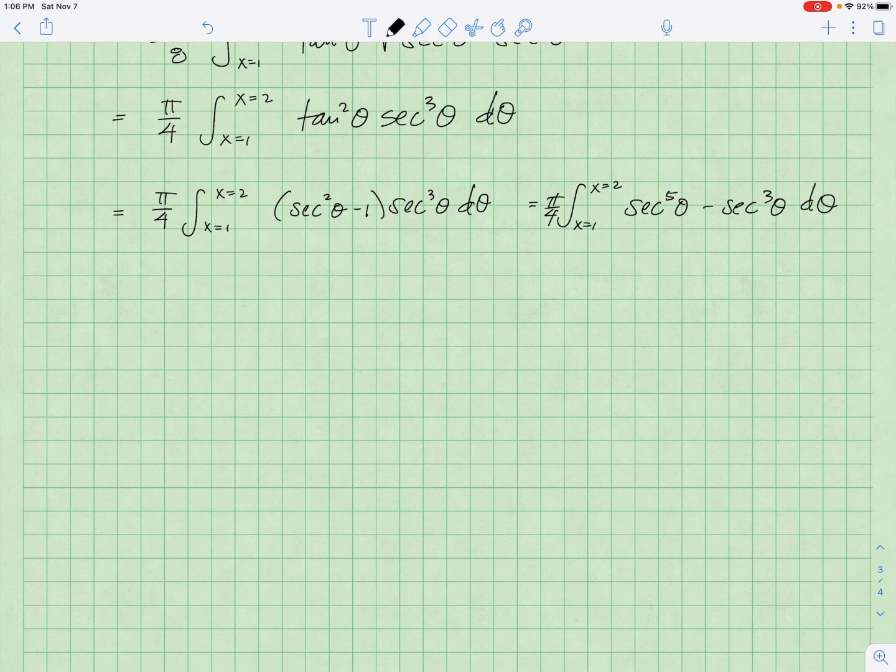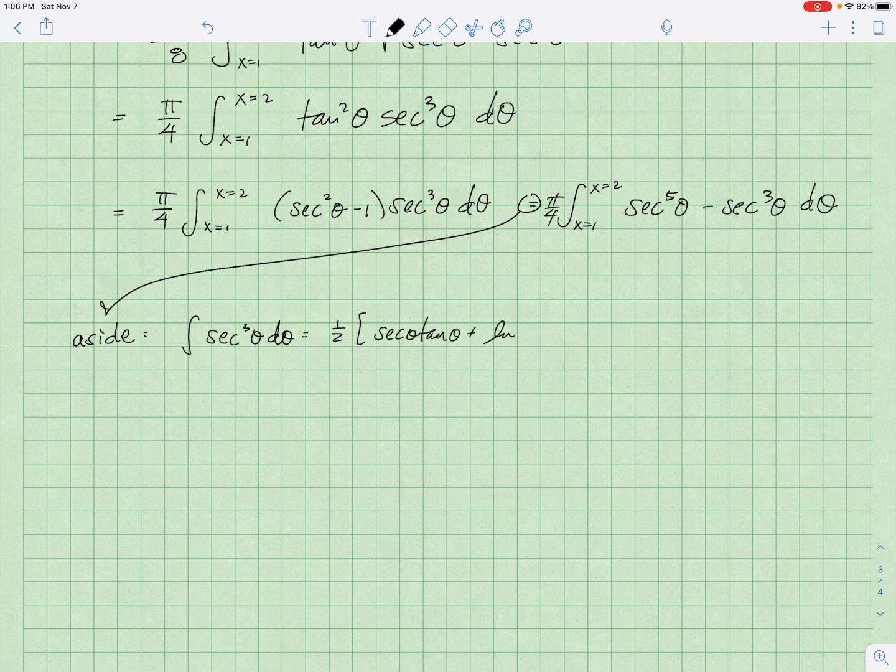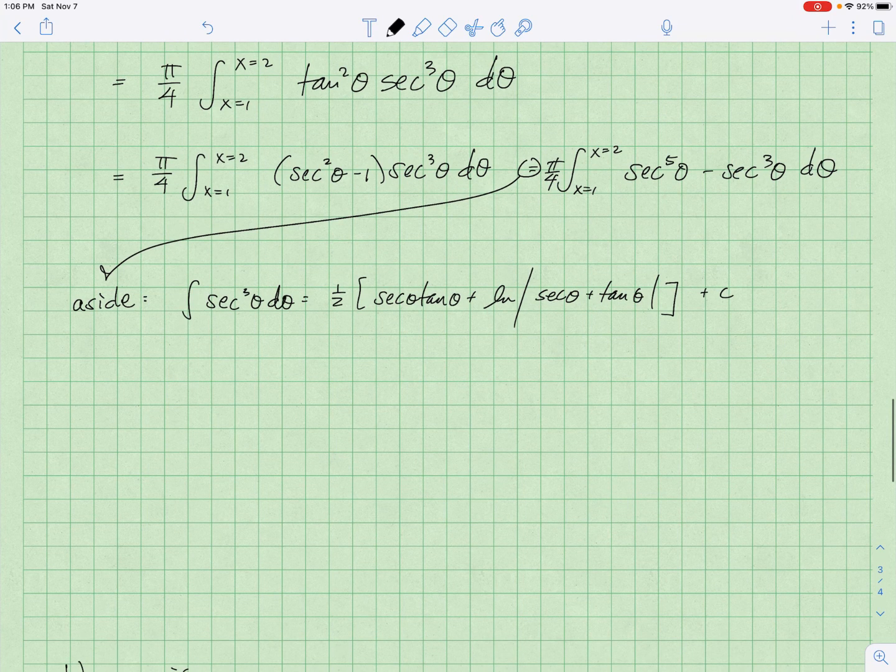So what we're going to do then is break this up aside. Let's do this. We know that the integral of secant cubed theta is 1/2 secant theta tangent theta plus the natural log of the absolute value of secant theta plus tangent theta. That is a double cyclic integral, and we've done that one a few times in this course. But we haven't done secant to the 5th, I don't think. And it's not going to surprise you probably how we do this if you're fairly well versed in secants and tangents.